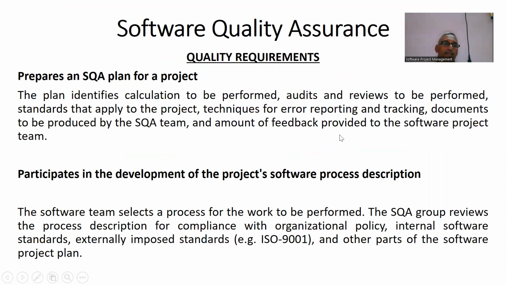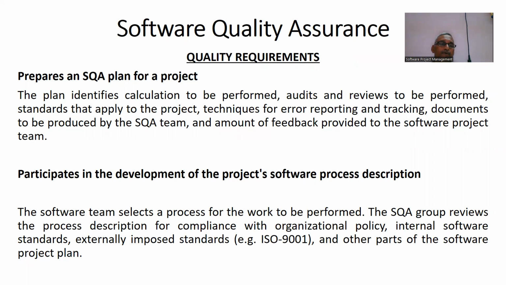The software quality assurance. Software quality assurance is the ongoing process that ensures the software product meets requirements. Software quality assurance is a set of activities that verifies that everyone involved with the project has correctly implemented all procedures and process. Next thing, quality requirements.